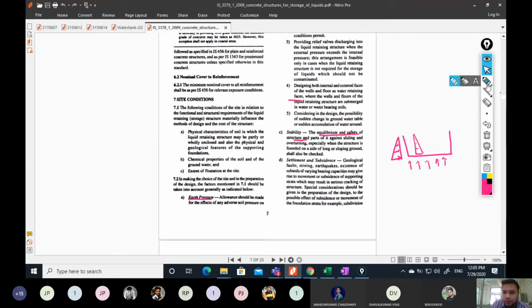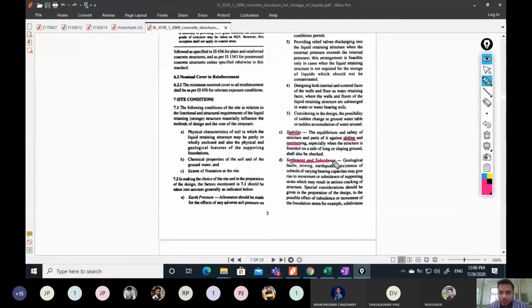Then the stability, the equilibrium, and the safety of the structure against sliding and overturning, same as the retaining wall. Here also you have to check for sliding as well as overturning. Means the tank should not topple over, and it should not slide. So you have to check these two conditions also.